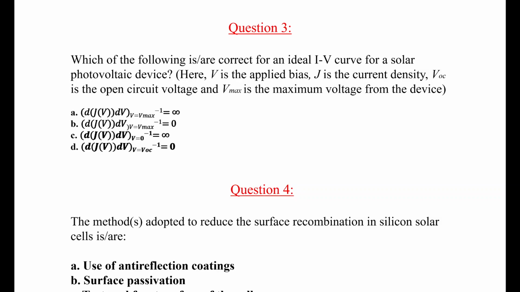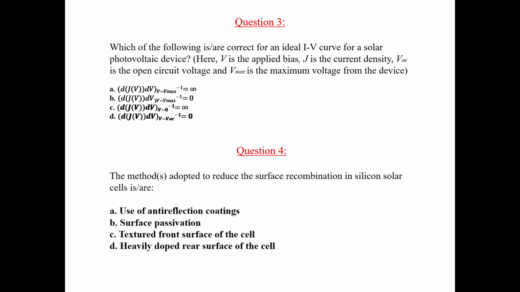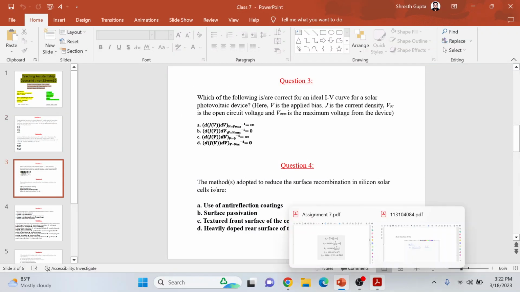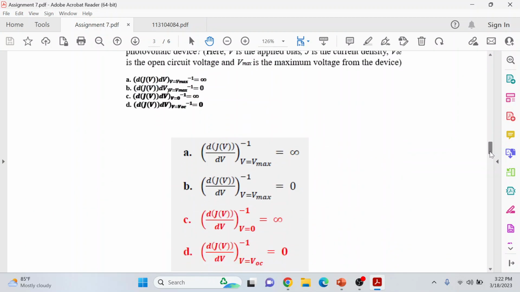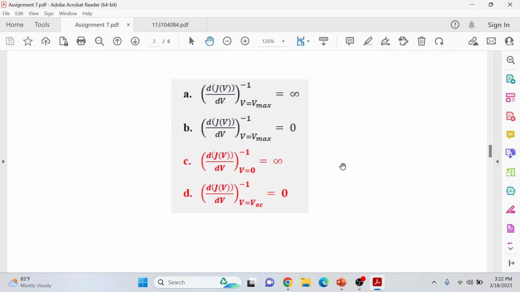Sir, C and D. Okay, I think I have given the options wrong. The correct options, if you see, are like this, and the answers are C and D. So what they have given, dJ over dV inverse, when V equals maximum voltage, turns out to be infinity, which is not possible. If it turns out to be infinity, how will it work? dJ over dV at V equal to Vmax must equal 0.